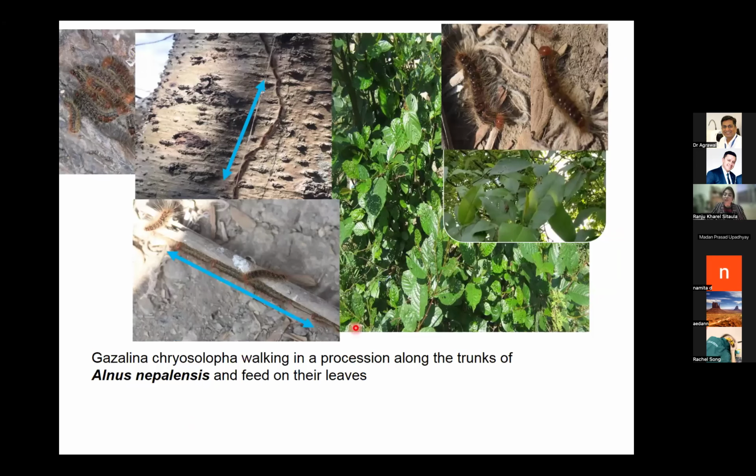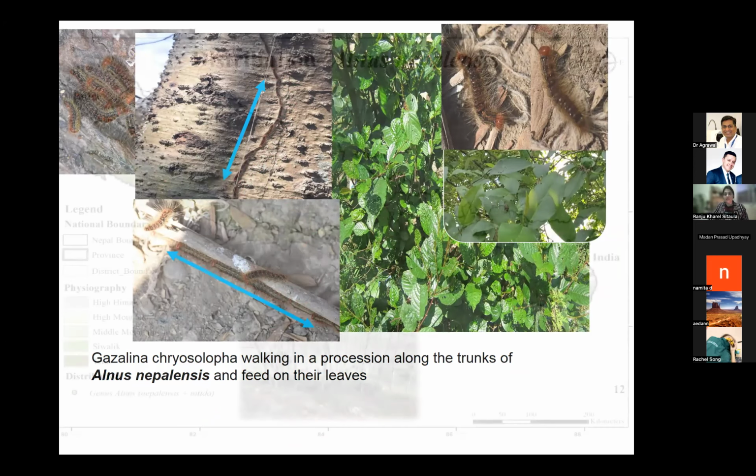And then we started looking for this moth, and we found that the initial caterpillar, this larval phase, is the processionary moth. They walk in processions, in a line form, and they eat the leaf of this Alnus nepalensis for the completion of their life cycle, for their growth. So it is very important for these plants to be present in that particular area for the completion of the life cycle of this moth.